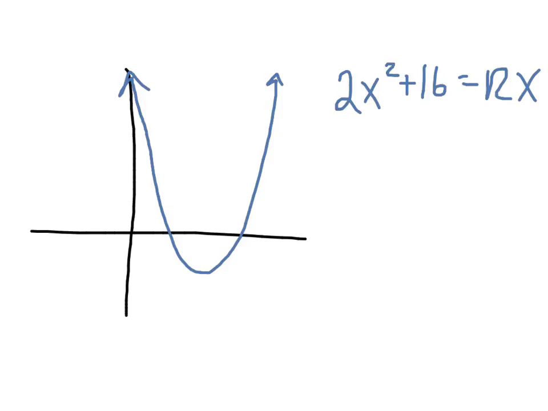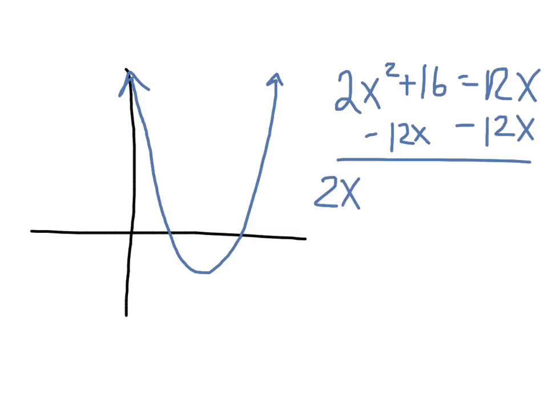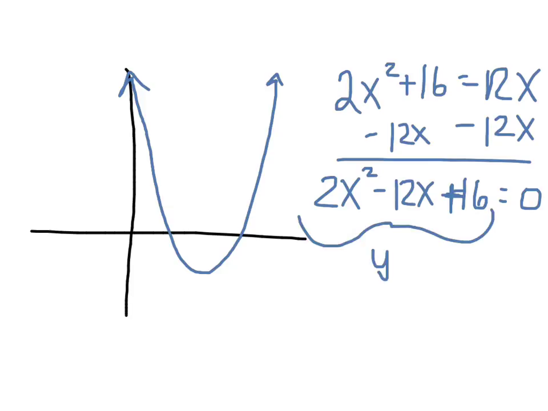Is it equal to 0? No. So what I do is I'd subtract 12x from both sides. I end up with 2x squared minus 12x plus 16 equals 0. That's the first thing that I would do. I would get it equal to 0. Then all this is going into y1. It gives you that picture that's on the page already.